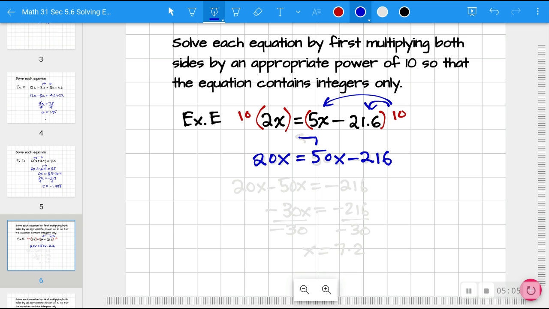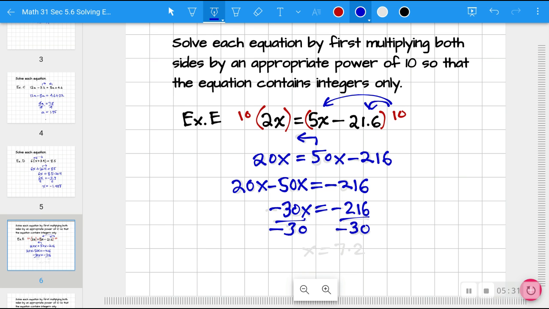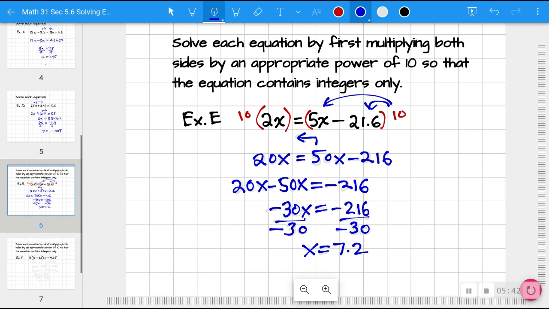Okay, we're going to take this 50 over to join its like term partner over here. 20x minus 50x, I'll go ahead and simplify that to negative 30x. And then on the other side, we're going to keep that negative 216 going. And we're down to the stage where we've got to cancel this multiplication. Multiplying by negative 30 is counteracted by dividing by negative 30. So our final answer here is 7.2. And once again, you can just type negative 216 divided by negative 30 on your calculators to confirm that.